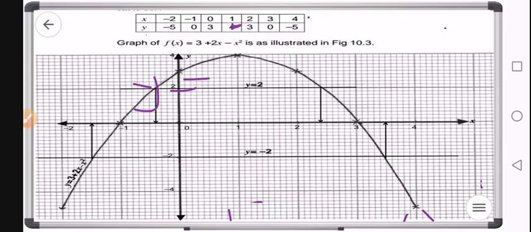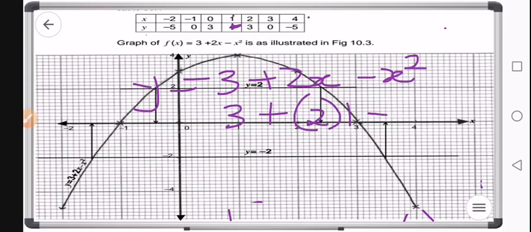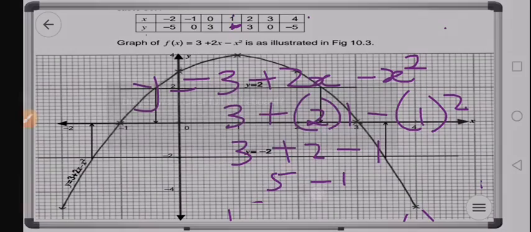y is equal to the graph, 3 plus 2x minus x squared. Then x is 1. So 3 plus, I substitute, 2 multiplied by 1. Then minus 1 squared. So 3 plus 2 minus 1 plus 1 squared. So this one gives 5 minus 1. Then the final answer is here.